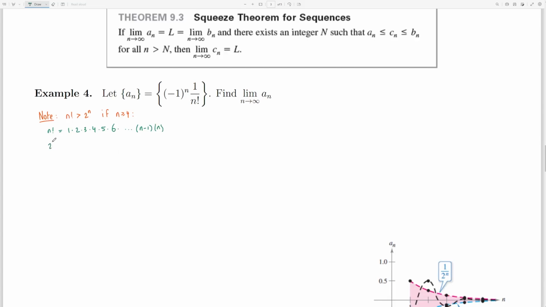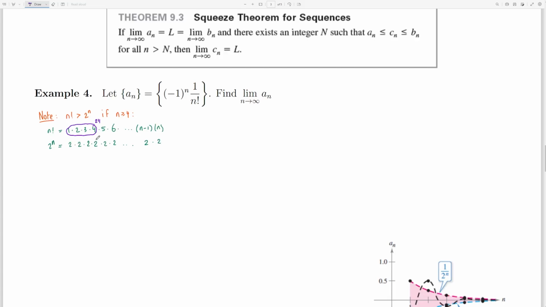And 2 to the power n is equal to 2 times 2 times 2 times 2. Let me align that a little better with the n factorial on the top. So that's 2 times 2 times 2 times 2 times 2 times 2, and that never changes. Now let's take a look at the first 4 factors. 1 times 2 times 3 times 4 is 24.